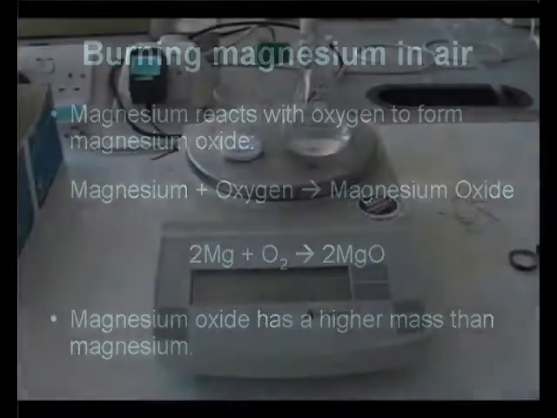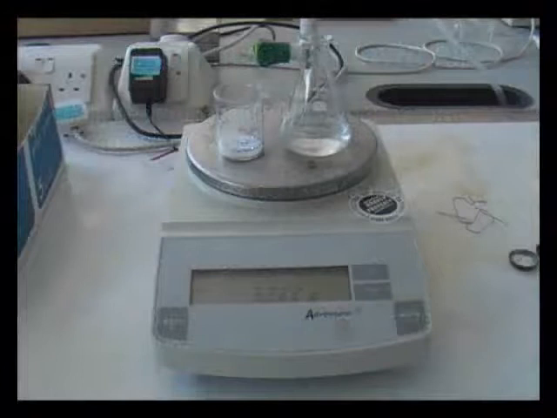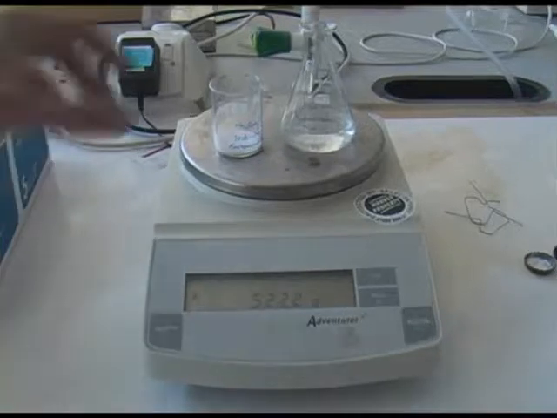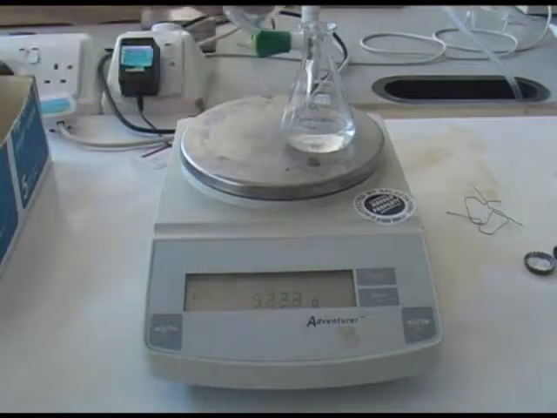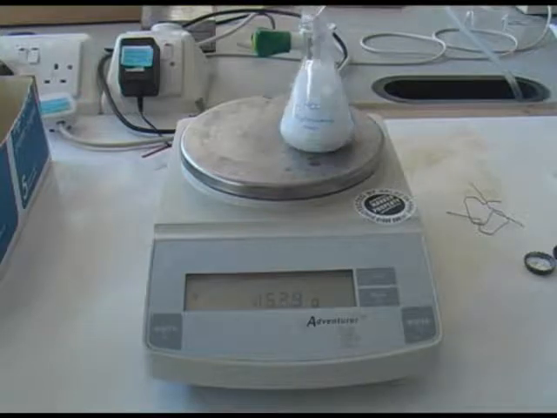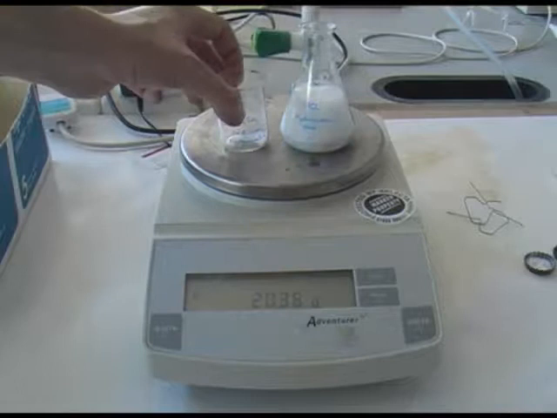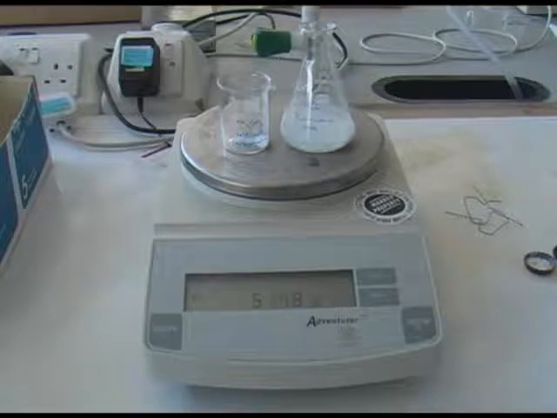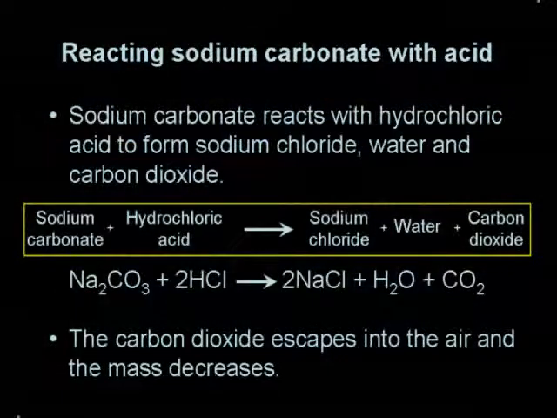And in our final experiment we're going to look at the reaction between sodium carbonate and hydrochloric acid. Now the mass on the balance, which is 52.22 grams, is the mass of the acid and the sodium carbonate added together. Now we pour the sodium carbonate into the flask containing the hydrochloric acid, and you can see a vigorous fizzing reaction takes place. You can also see that the mass now is lower than it was when we started. It's gone down to 51.48 grams, and it's still going down as we watch the screen.